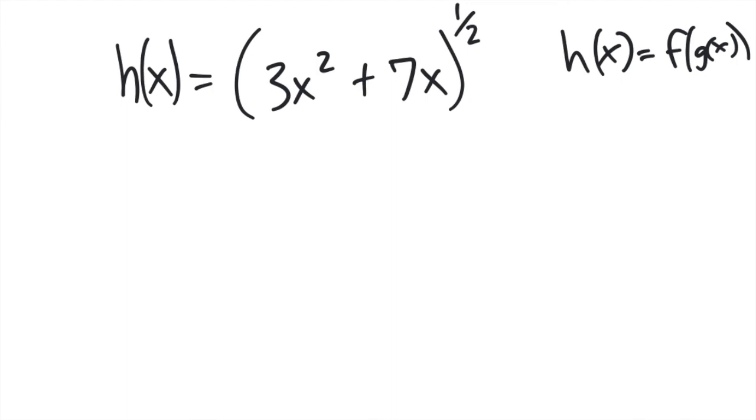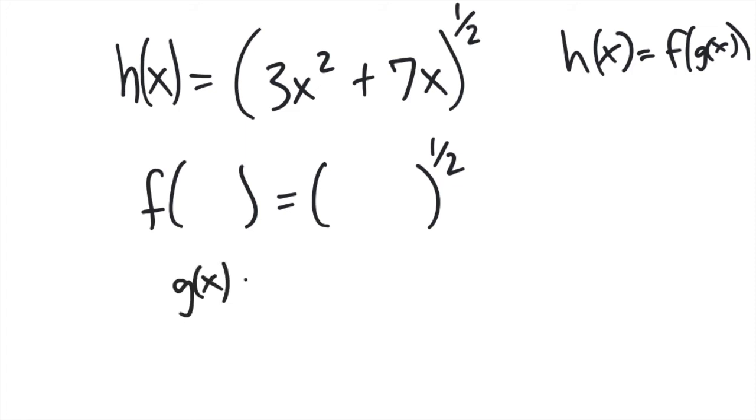Okay, so let's take a look at the outermost function first. It's like saying that f here, and I'll just say f of parentheses. I won't even put anything in the parentheses for right now. f of parentheses is equal to parentheses raised to the 1/2 power. We want to think about that as our outermost function. And then g of x, as the innermost function, is 3x squared plus 7x.